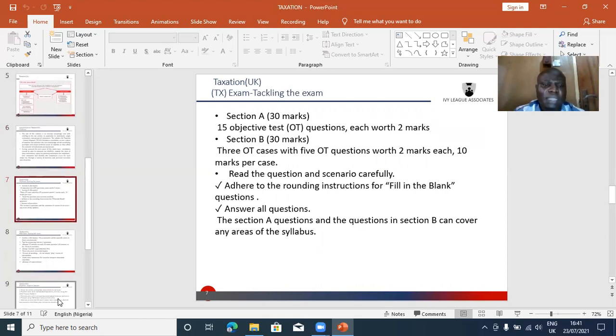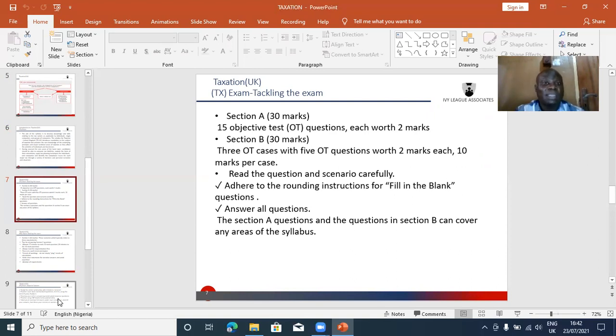Then in terms of the exam itself, we have three important sections. Section A, where you have 15 objective questions, and they will be drawn from all parts of the syllabus. Then we'll have 3 objective test cases drawn from any part of the syllabus, and 5 objective questions following each. So that means you're going to have 5 questions per case, meaning 15 objective questions in all. Again, each of them is for 2 marks.